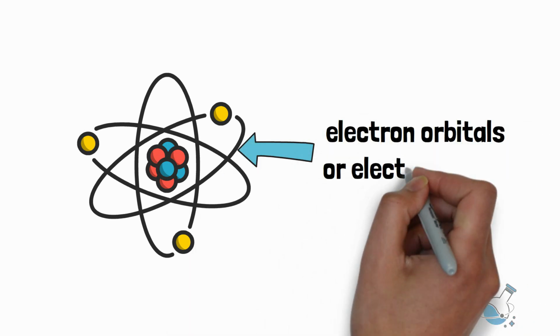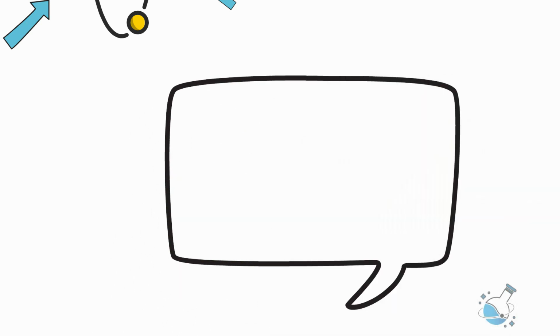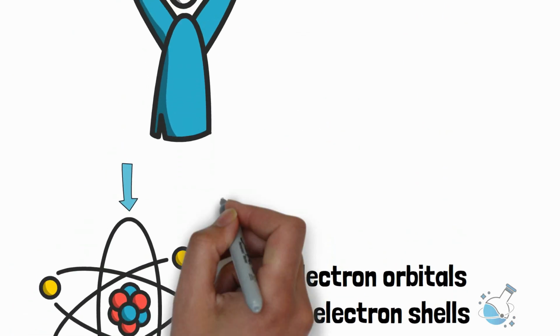Now, take a look at the electrons. They move around the nucleus following certain paths called electron orbitals or electron shells. There are multiple definite electron shells of varying distances from the nucleus. Electrons arrange themselves among these shells, following a few rules. Let's skip it for now.